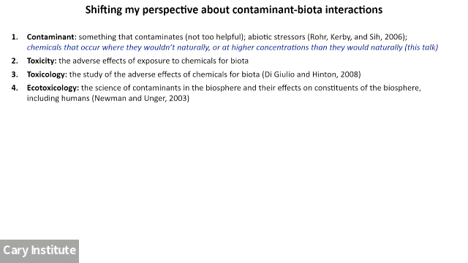If you look at Jason Rohr and Kirby and C's 2006 paper in Trends in Ecology and Evolution, they provide a definition that's pretty broad, and they define it as abiotic stressors. Maybe that's a little broad for my purposes. So the definition I'll work with today is chemicals that occur where they wouldn't naturally, or at higher concentrations than they would occur naturally.